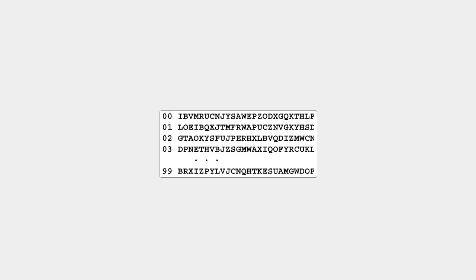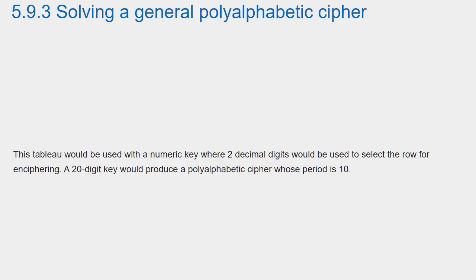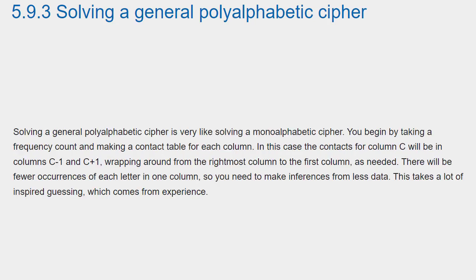For computer ciphers, it can be valuable to make the tableau 256 characters wide and 512 rows deep, so that each ciphertext character appears twice in each column. That will make it difficult for an opponent who has obtained a ciphertext and its corresponding plain text to determine the key. Here is a partial example of a 100-row tableau. This tableau would be used with a numeric key where 2 decimal digits would be used to select the row for enciphering. A 20-digit key would produce a polyalphabetic cipher whose period is 10.